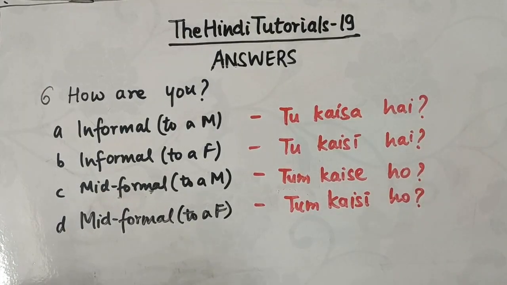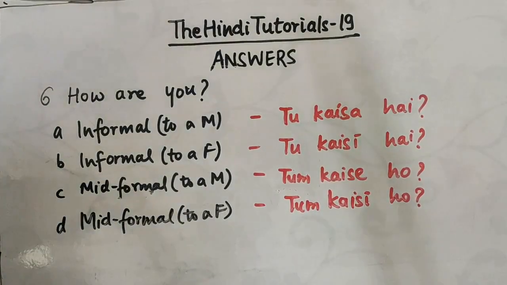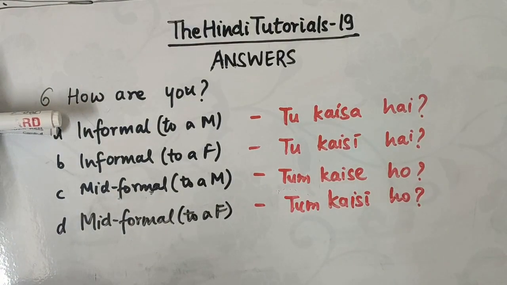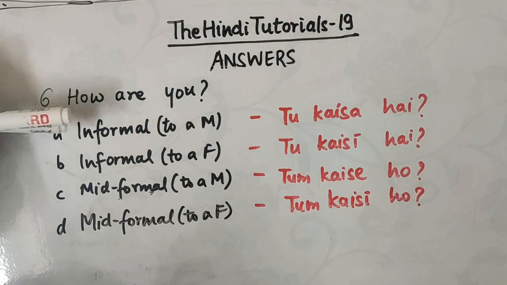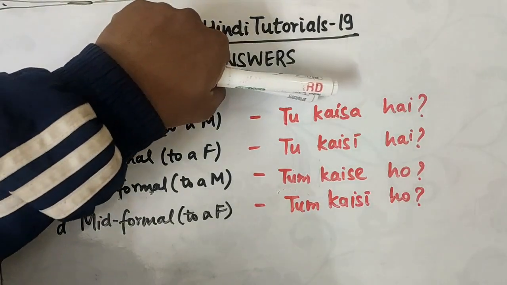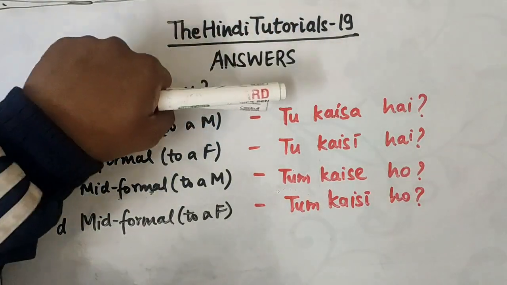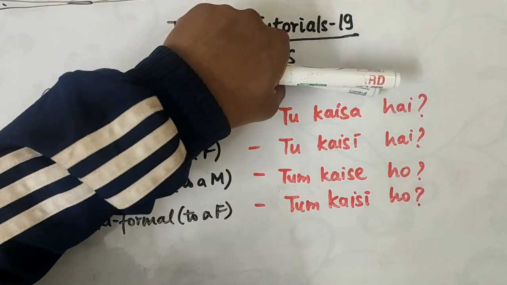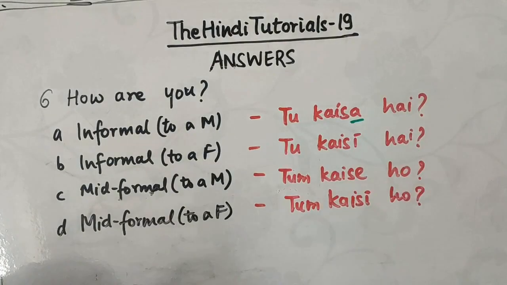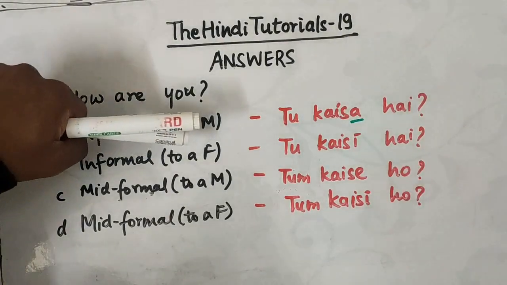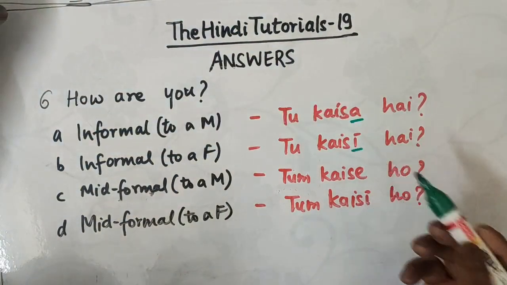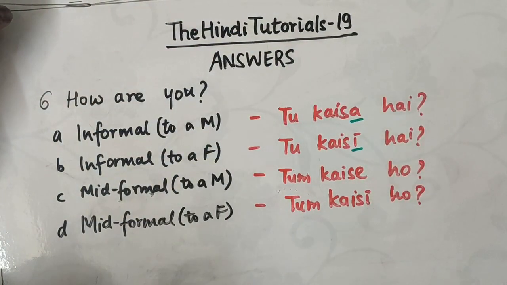The next word, how to say how are you in 4 different ways. The first was informal to a male. Informal means तू. तू कैसा है. We know that with तू always comes है. तू कैसा है. कैसा because it's for a male. Informal to a female. तू कैसी है. कैसी because it's for a female.